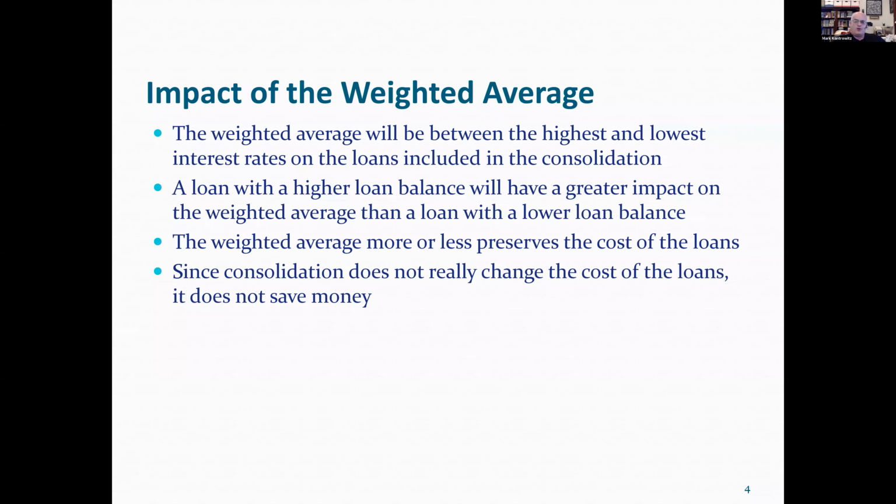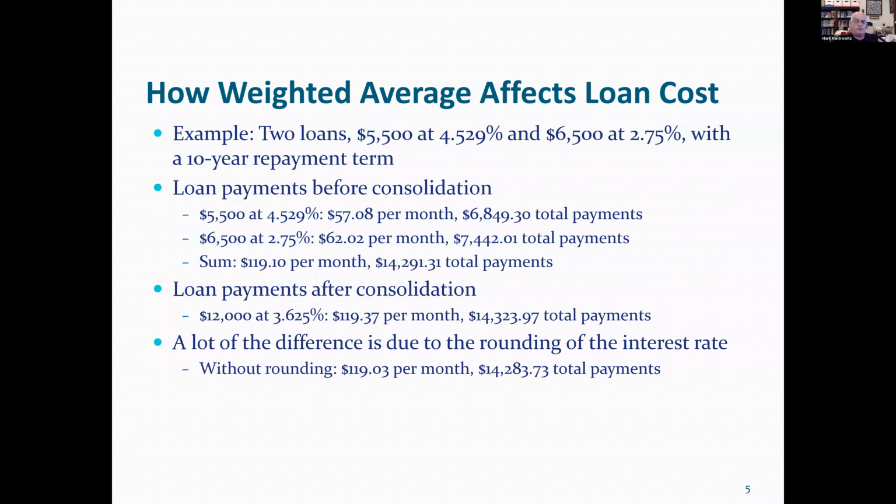And it even costs you a little bit more because of the rounding up to the nearest 1/8 of a point. The only way to save interest on a consolidation loan is if you choose a shorter repayment term. That yields a higher monthly payment, which will cause you to pay off the debt quicker and save you money on interest. So let's go into a little bit more detail on the impact of the weighted average on the loan cost.